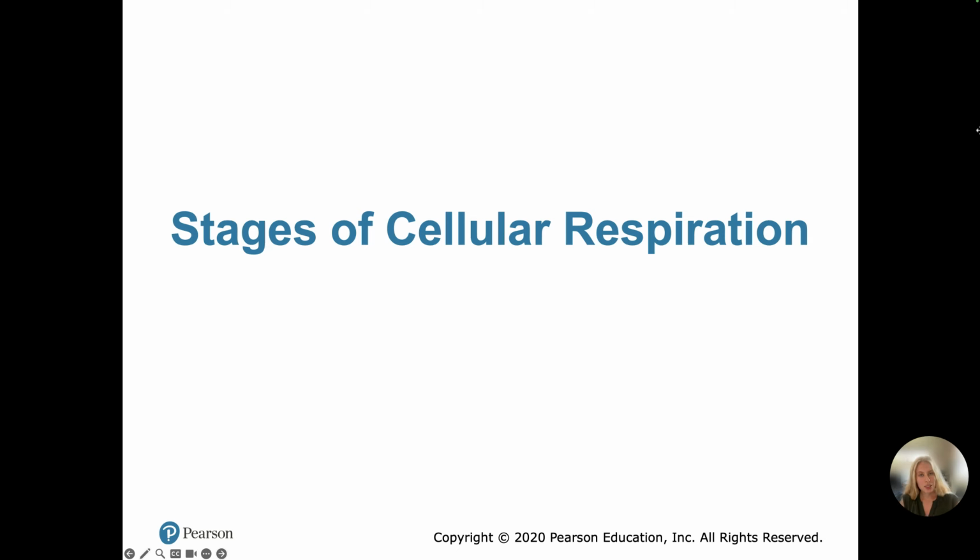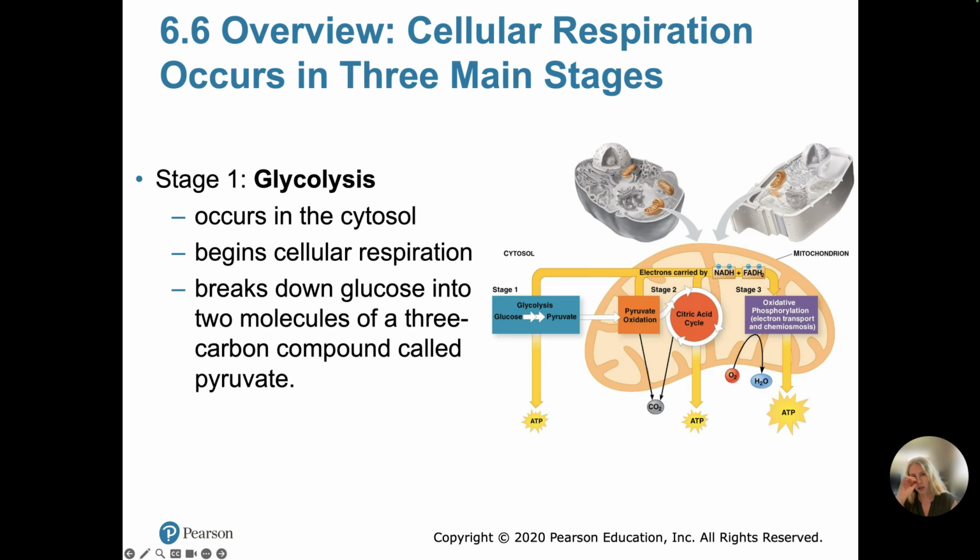All right, welcome to the second part of the Module 10 Cellular Respiration lecture video. In this video, we are going to look more in depth at the specific stages of cellular respiration. Cellular respiration occurs in three main stages. The first stage is called glycolysis. Glycolysis actually occurs in the cytosol or the cytoplasm. It does not occur in the mitochondria.